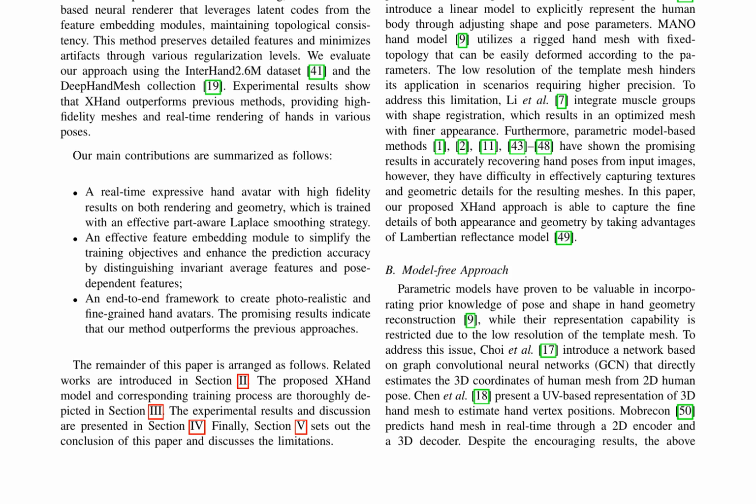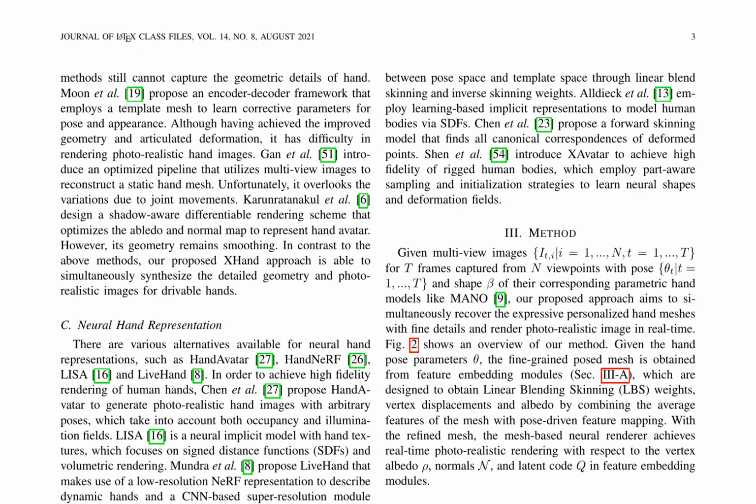The author's approach has significant implications for applications requiring realistic hand modeling and rendering, such as computer-aided design, virtual reality, and human-computer interaction. The paper addresses the challenges in capturing geometric details of hand models using current methods, such as Moon et al.'s encoder-decoder framework and Gan et al.'s optimized pipeline. These approaches have limitations, including difficulty in rendering photorealistic hand images and overlooking variations due to joint movements.